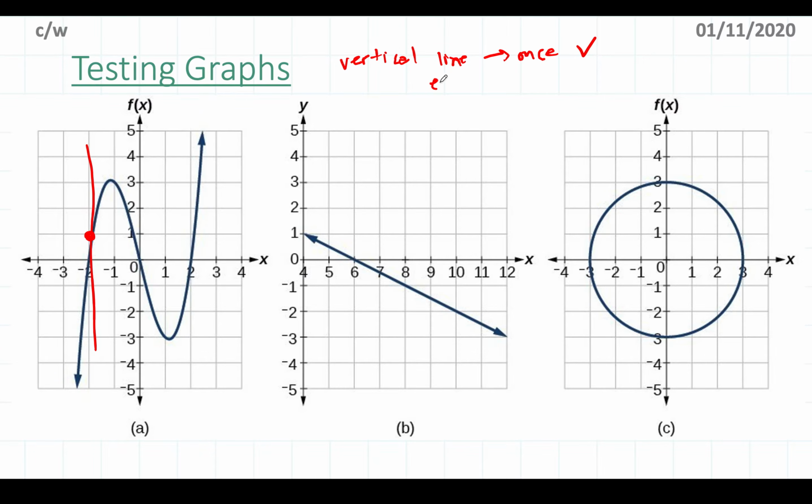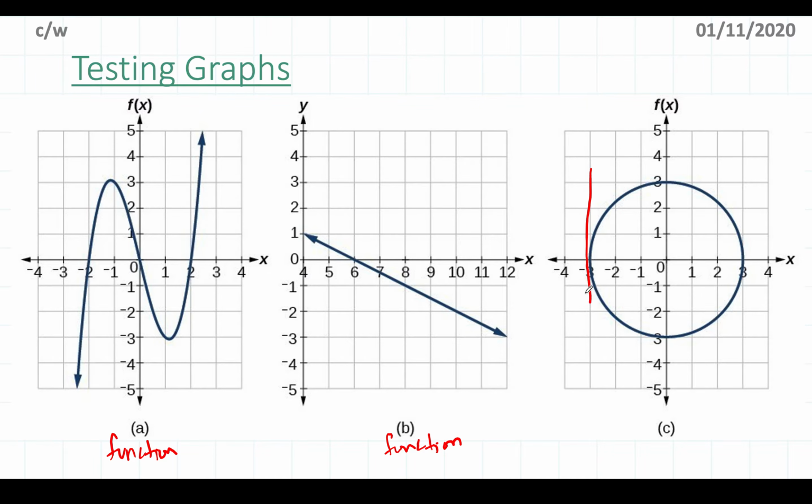And this should apply everywhere on your graph. If I do it here, and if I do it here, it's all good. I could say that this is a function based on what we did. And if I draw a line here, just on the edge of the circle, it does touch my graph once, but remember it has to satisfy this everywhere. So if I just do another one here, it's going to touch my graph twice, one here and one here, so it's not a function.